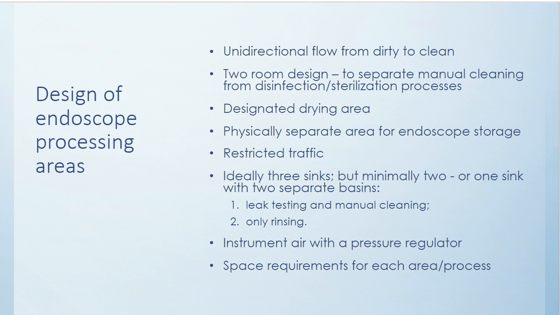We want to have a designated drying area. We want to make sure our storage area is separate. Traffic is restricted. For our sinks to manually clean the scope, ideally it should be 2, preferably 3 separate sinks: 1 for leak testing, 1 for manual cleaning, and 1 for rinsing. If you can't have 3 sinks, ideally we'll move to that. If it has to be 2, you do 1 for leak testing and manual cleaning, and 1 only for rinsing. We need to make sure we have instrument air, compressed air available with a regulator.